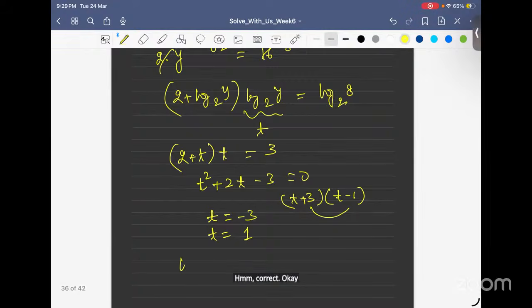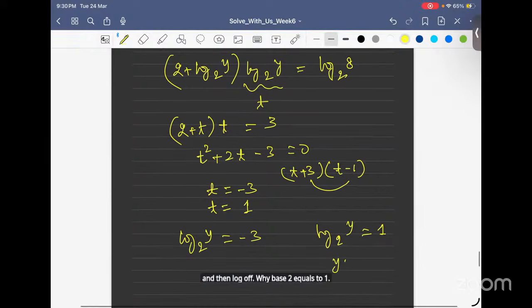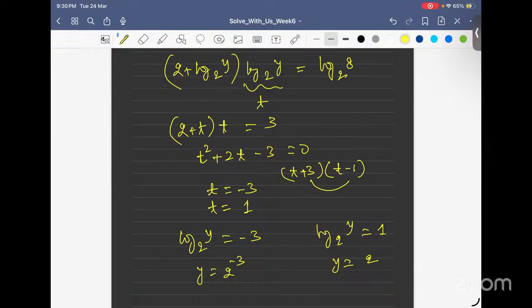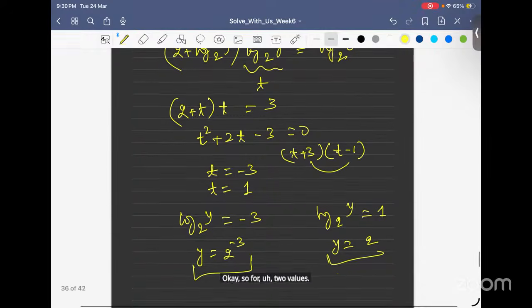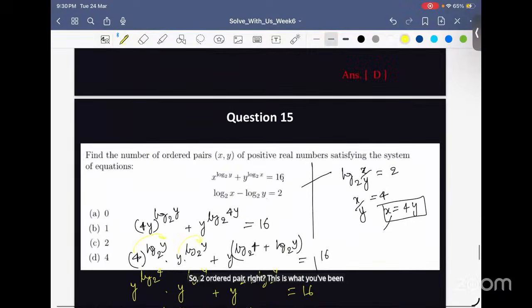Okay. So now log of y base 2 equals minus 3, and then log of y base 2 equals 1. What will you get? Y equals 2 to the power minus 3 here, and y equals 2 there. Okay. So for two values of y you will get 2 values of x, so two ordered pairs, right? This is what you have been asked to calculate. 2 is the answer.